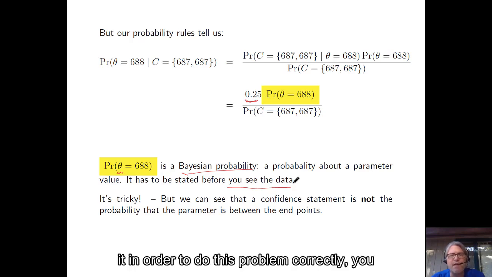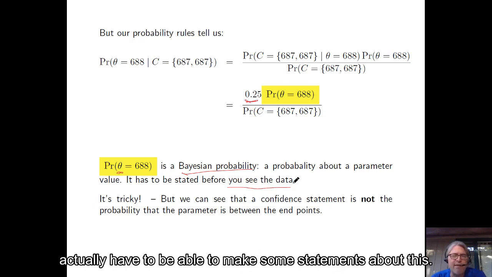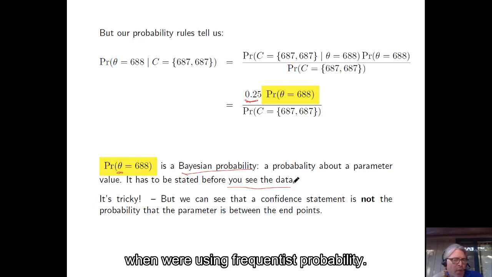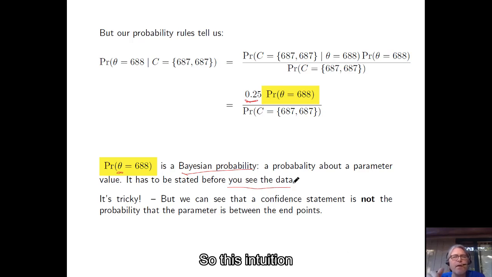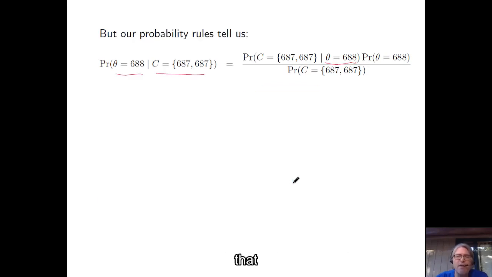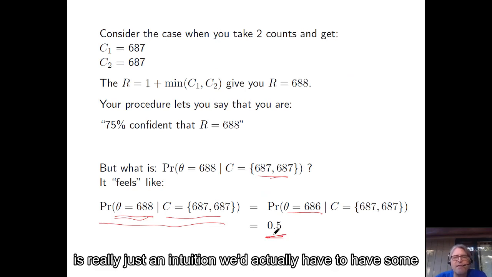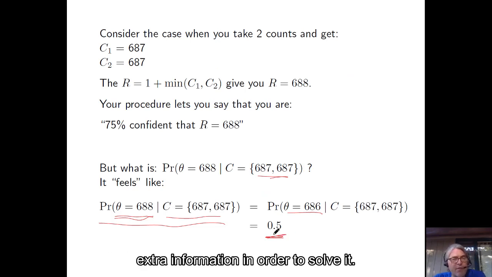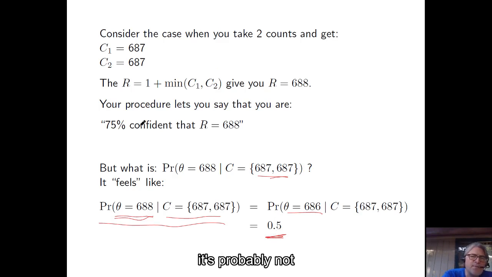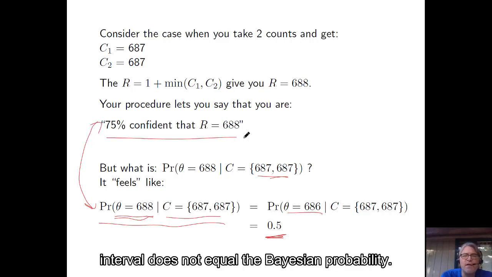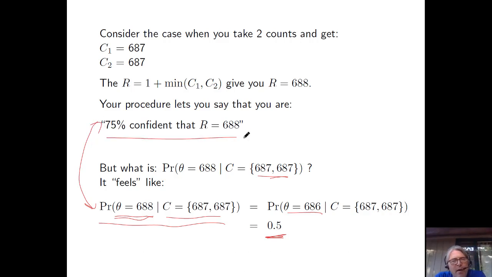But the point is, in order to do this problem correctly, you actually have to be able to make some statements about this that are not statements that we have to make at all when we're using frequentist probability. So this intuition that these are 0.5 is really just an intuition. We'd actually have to have some extra information in order to solve it. But once again, it's probably not 75%. So once again, the confidence interval does not equal the Bayesian probability.